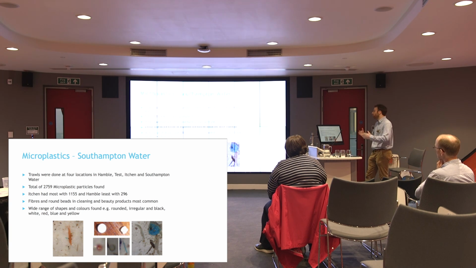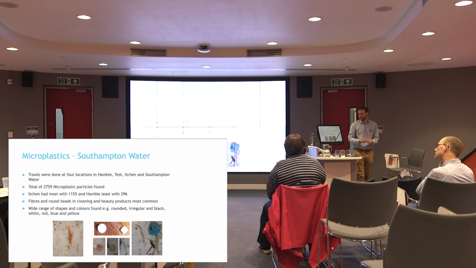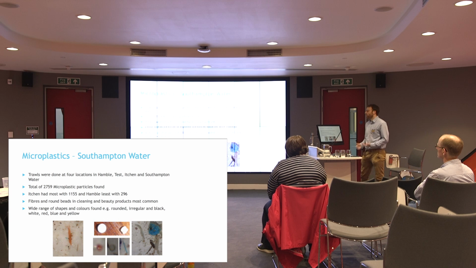The Hamble is quite a small rural river, therefore it has fewer sources, and of course the Itchen is right by Southampton, so it has more from sewage works, etc. The most common particles found were fibres and round beads from cleaning and beauty products, and these came in a wide range of shapes and colours. The images below are actually images from within this study. So we can see we've got irregular blue, we've got fibres. So this shows that there's a wide range of microplastics out of the water which could also be contaminated with these metals, which are then transported elsewhere.